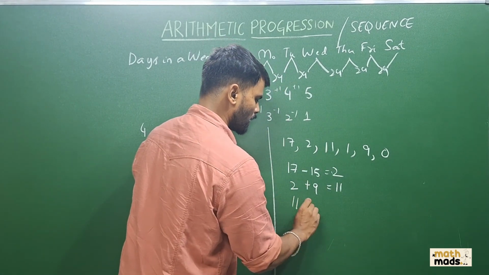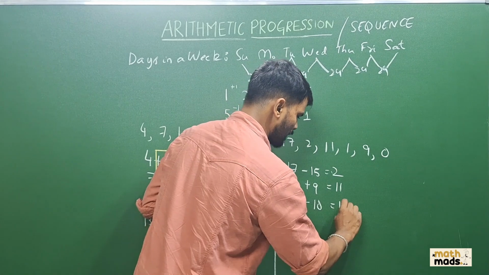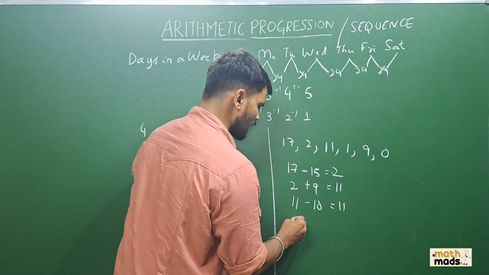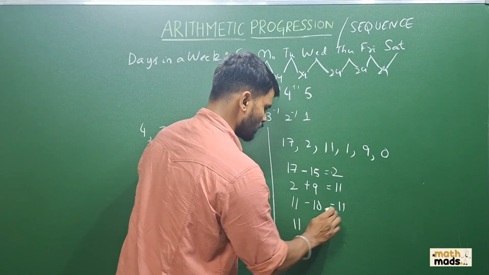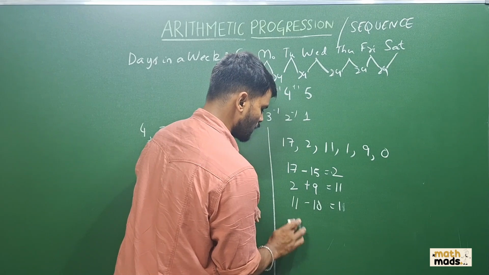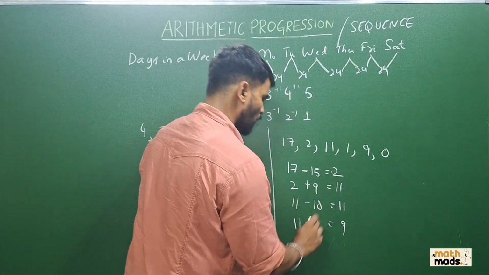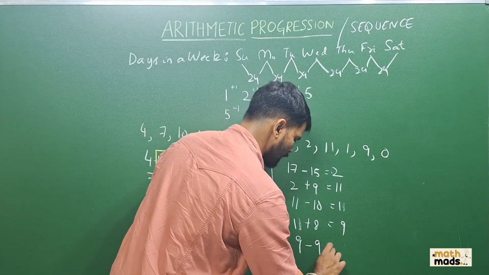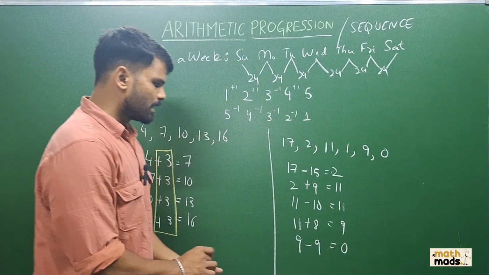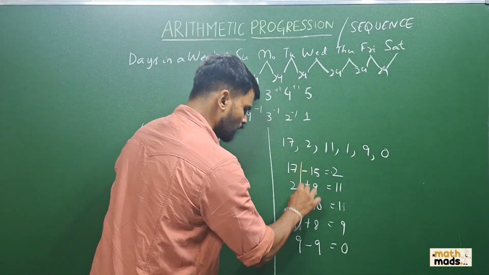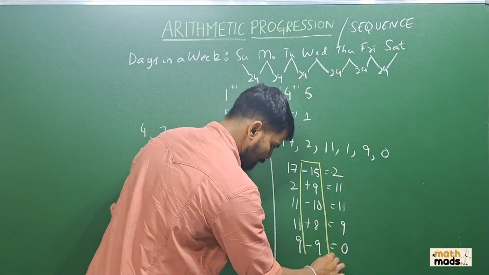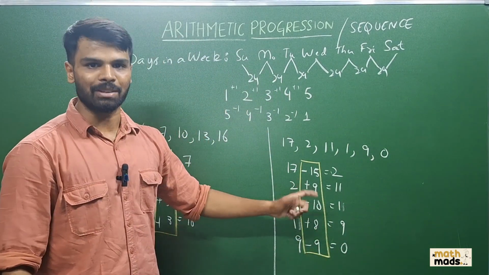11, if you want to make 1, you will subtract 10, you will get 1. So here, if you want to make 1 into 9, you are adding 8, you will get 9. If you want to make 9 into 0, you will subtract 9, you will get 0. Right? See, you are not even adding or subtracting the same number. This is not a sequence.